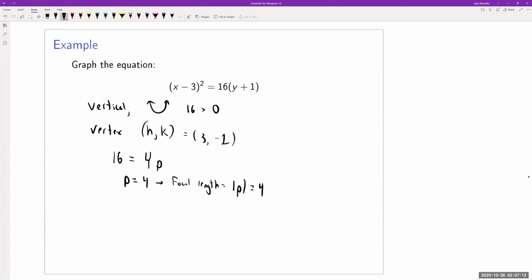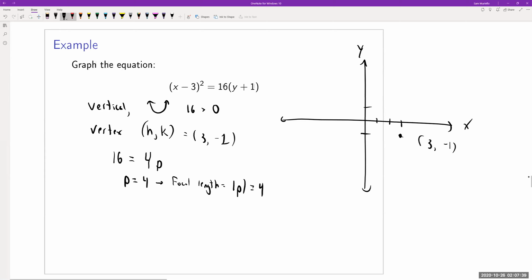So here's what we're going to draw. First, we'll need to start at the vertex. This is going to be x and y. We'll start with this vertex, 3, -1. I've once again forgotten to go down instead of up. Next, since the focal length is 4, we can go up 4 and down 4. We go up and down because it's vertical. If it was horizontal, we'd go left and right. So go up 4 and down 4.